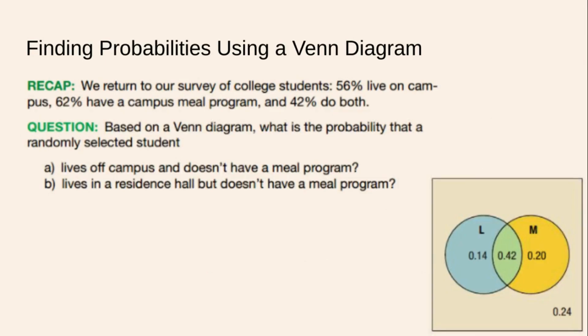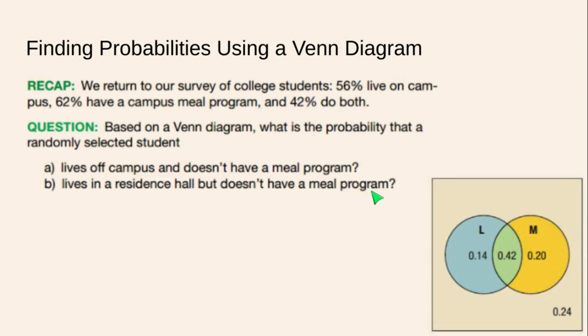Now we're going to find probabilities using a Venn diagram. Venn diagrams are awesome for addition rules situations when events can overlap. We're going to return to our survey of college students. 56% live on campus, 62% have a campus meal program, and 42% do both. Based on the Venn diagram, what is the probability that a randomly selected student A, lives on campus and doesn't have a meal program, and B, lives in the residence hall but doesn't have a meal program?